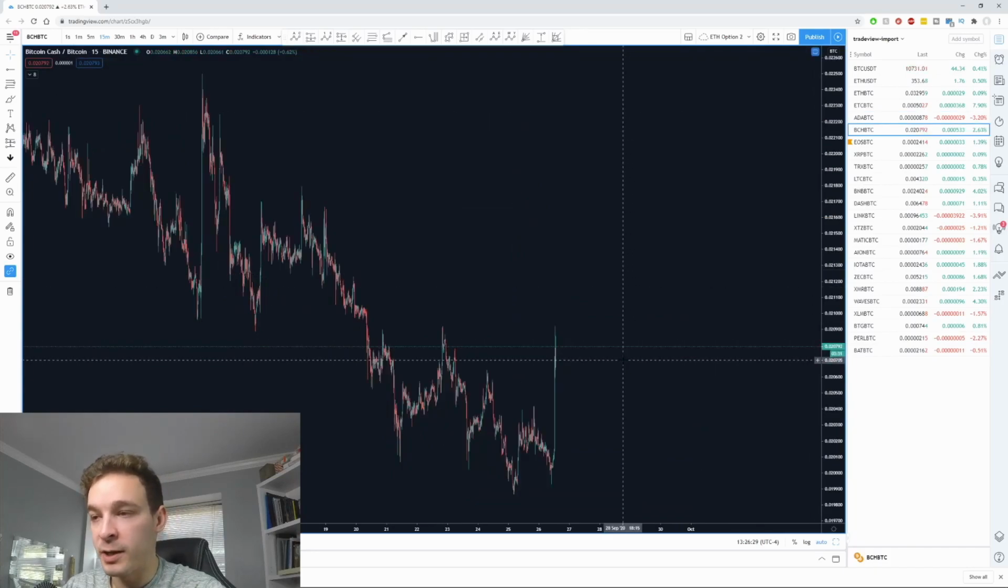Next up, I have Bitcoin Cash up here, and you can see just like some of the other pairs, this has recently spiked up a ton. Before this, we're in a major downtrend. I'm not going to spend too much time on this chart. I'm going to go ahead and move on.